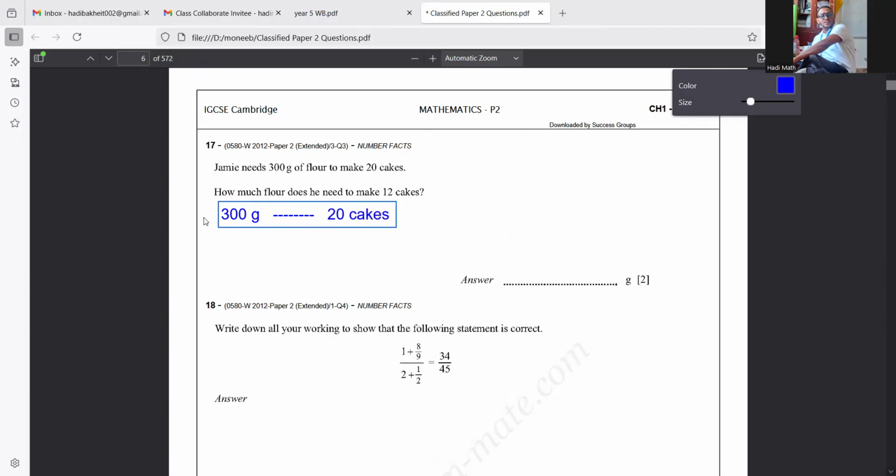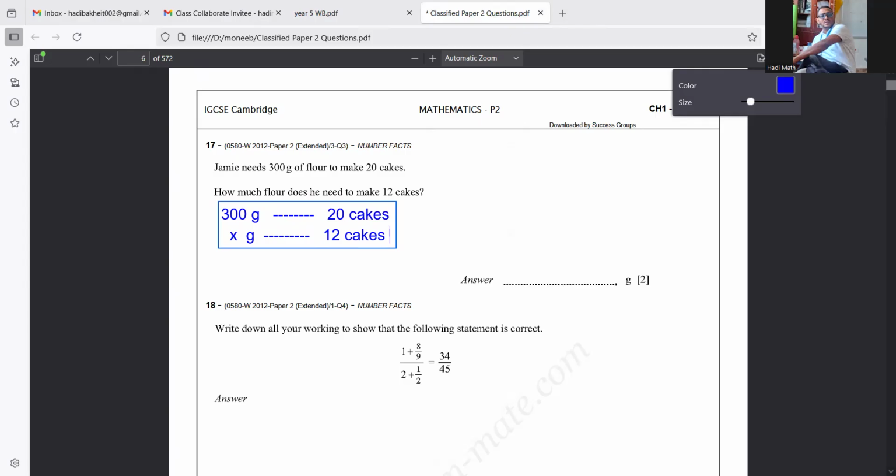How to know if it is direct proportion or inverse proportion? That's very easy. Look at the number of grams. If we increase the number of grams, the number of cakes will increase. And if we decrease the flour grams, the cakes will decrease. So in this case, it is direct proportion. How much flour do you need to make 12 cakes? So you will say you need X grams of flour to make 12 cakes.